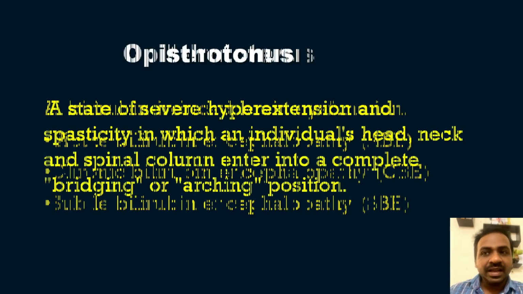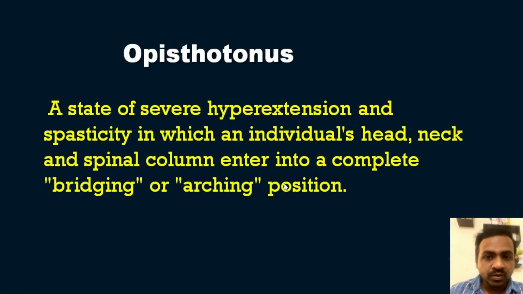Okay, so then the other option was opisthotonus. So what is opisthotonus? Opisthotonus is a state of severe hyperextension and spasticity in which an individual's head, neck and spinal column enter into a complete bridging or arching position. Regarding opisthotonus, we have explained very well in our old videos. So you can go and refer to those videos for the detailed explanation of opisthotonus.